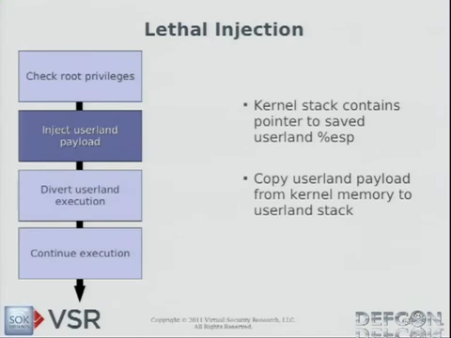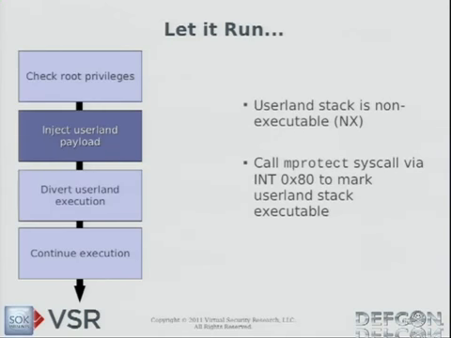So let's put our payload on the userland stack because we can just read that pointer and know where it is. What we do is we copy that userland payload that we installed earlier as part of that install packet from kernel memory, wherever we put it, onto this process's userland stack. Because we have a modern system, the userland stack is non-executable memory, so we can't immediately execute code there, but that's easy enough to fix. We'll just call mprotect by loading the appropriate system call number in EAX and arguments and make an int 80 from kernel mode to mark the userland stack executable.